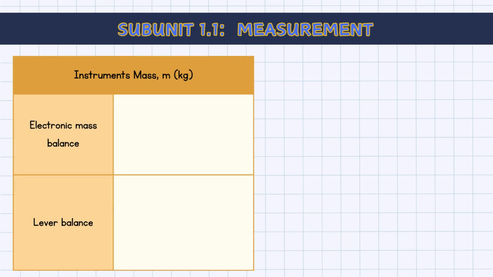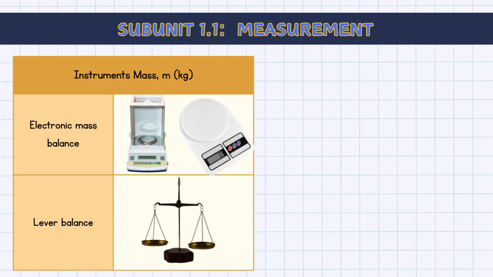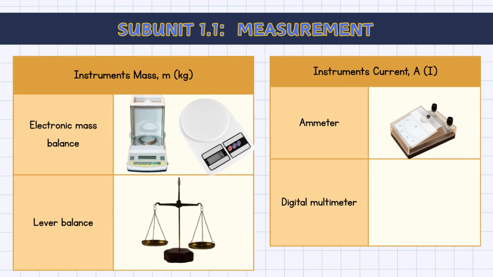Next up, mass and electric current. You measure mass using an electronic balance or a lever balance depending on the weight range. To measure current, tools like an ammeter or a digital multimeter are used, super useful for wiring or circuit testing.